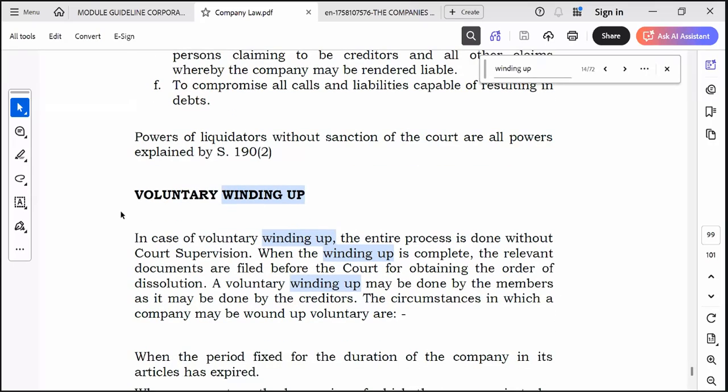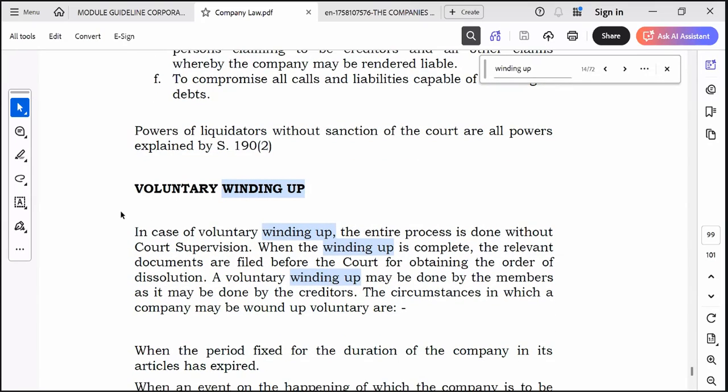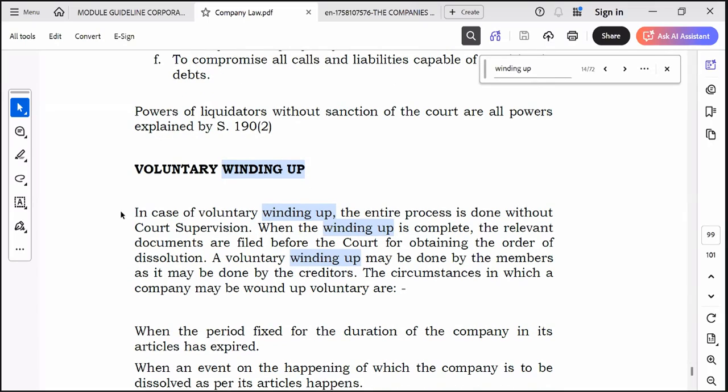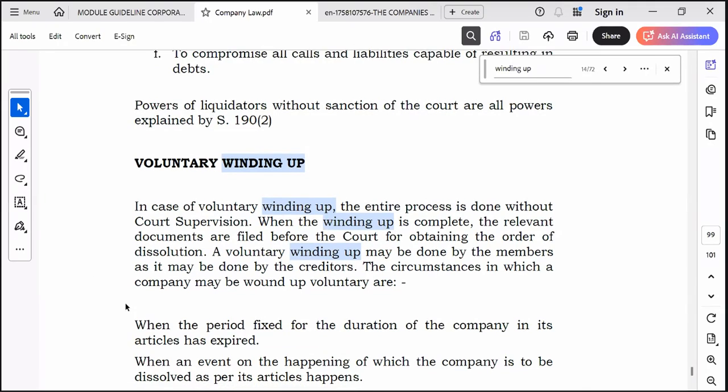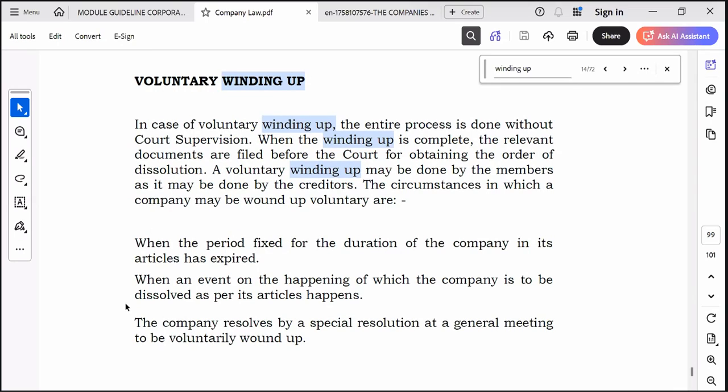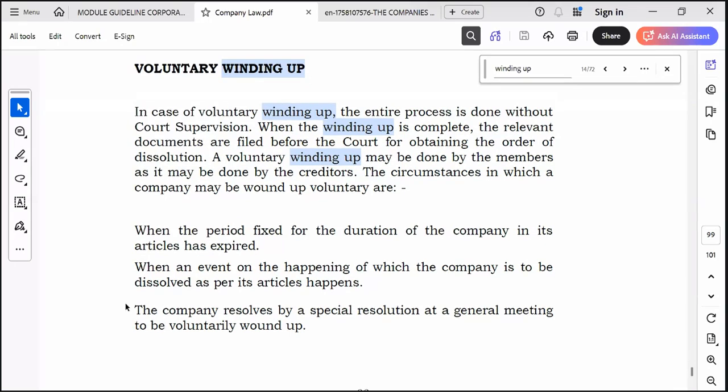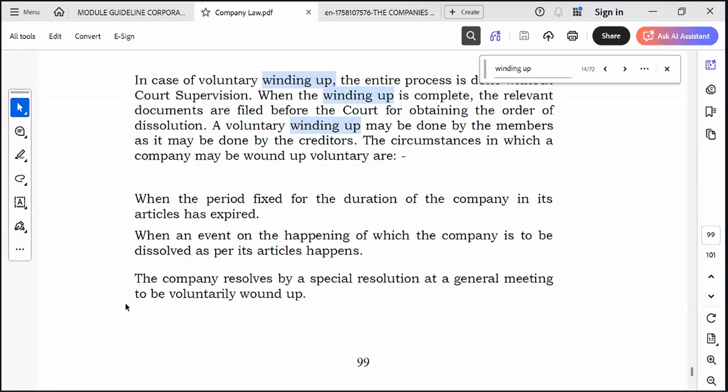Sometimes the voluntary winding up will also be reported to the court, and liquidators will be appointed, depending on the wishes of the members, because in most cases of voluntary winding up, the entire process is done without court supervision, as you can see here. When the winding up is complete, the relevant documents are simply filed before the court for obtaining the order of dissolution, so that we get a death certificate. Since we have already agreed, everyone leaves with what was theirs. So you see, voluntary winding up is always voluntary, and these circumstances are specific for voluntary winding up.